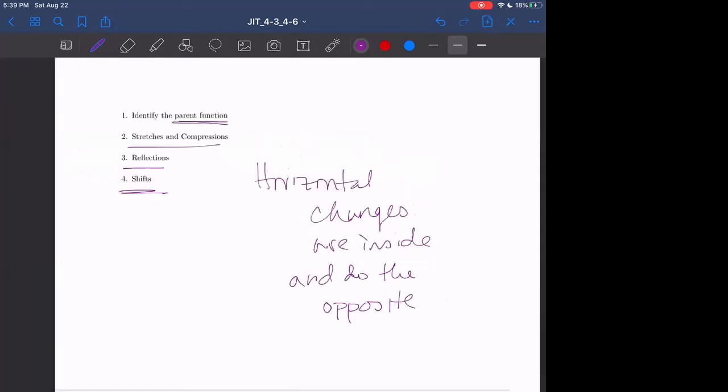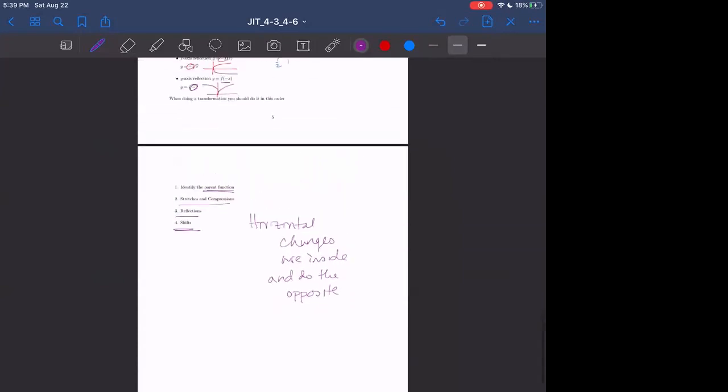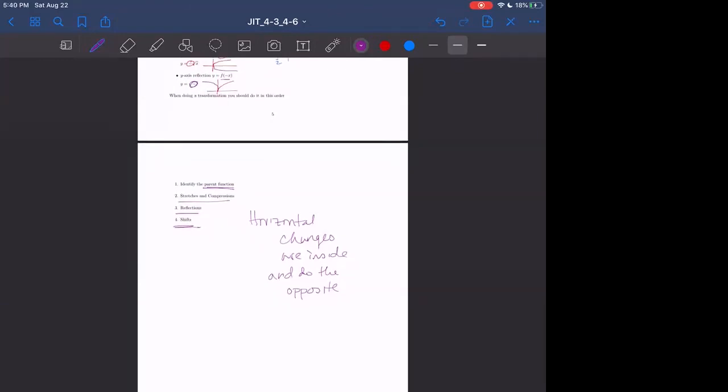Okay? Now, if you've got questions about these, you can ask me in class. I should have in the module a list or a handout with the basic functions and their graphs, okay, and then a table with all our transformations in it.